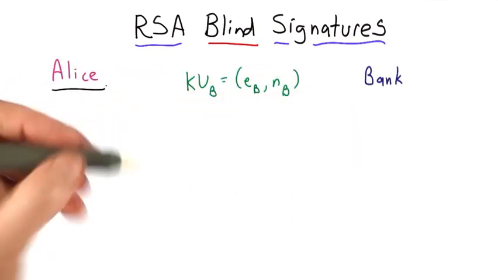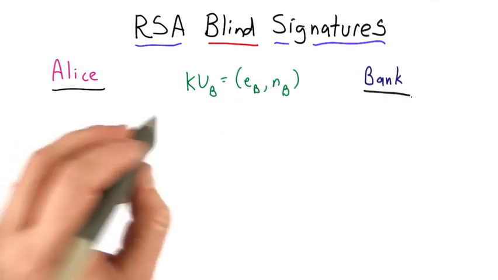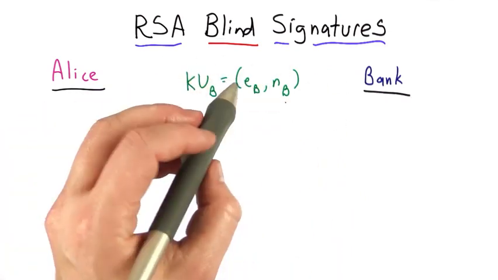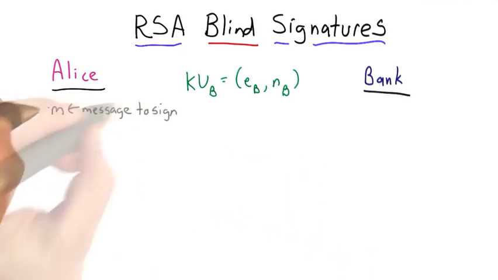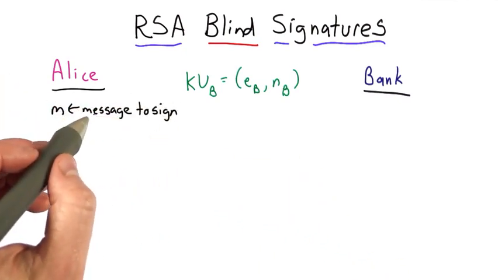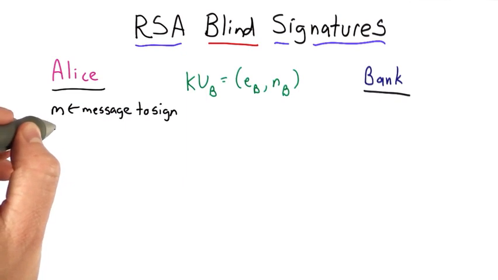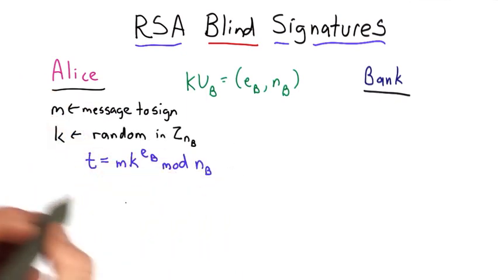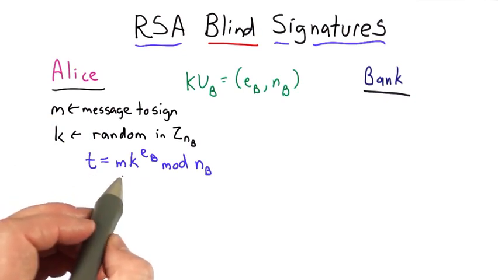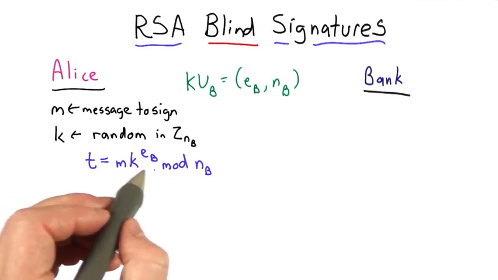We'll assume Alice wants the bank to sign a message, and Alice knows the bank's public key. It's an RSA key pair with the exponent and a modulus. So M is the message Alice wants the bank to sign. Alice also picks a random value. We'll call that K. Next, Alice will compute T by multiplying the message by K raised to the EB power.